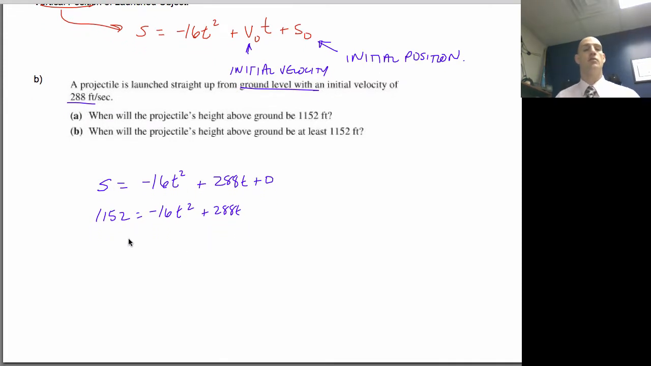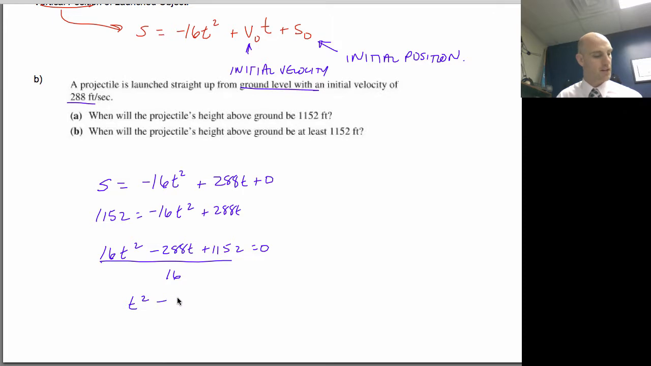I can solve this like a regular quadratic. So here's what I'm going to do. Negative 16, I'm not going to do it like that, folks. I'm getting rid of that negative on my lead coefficient. I've got 16t squared, minus 288t plus 1152 is equal to 0, like any other quadratic. And I'm going out on a limb here. I'm going to divide by 16 to see if I can get my lead coefficient to be 1. And guess what happens? It does. t squared minus 18t plus 72.